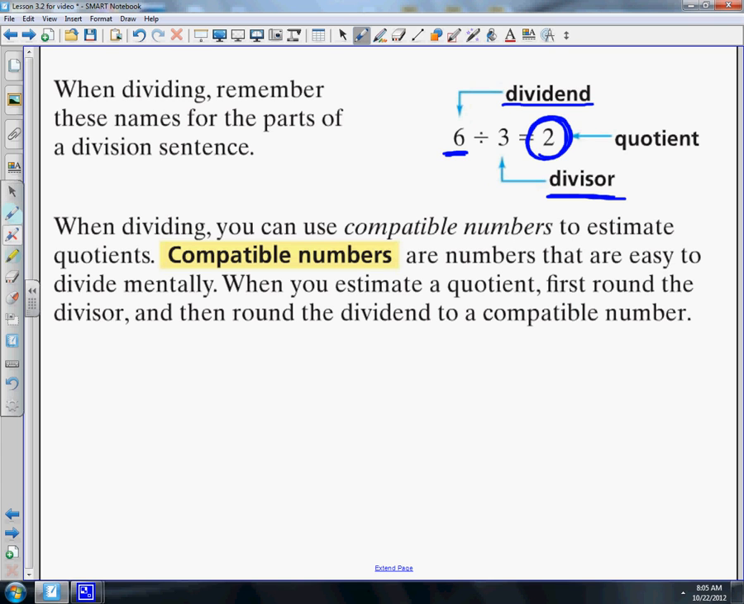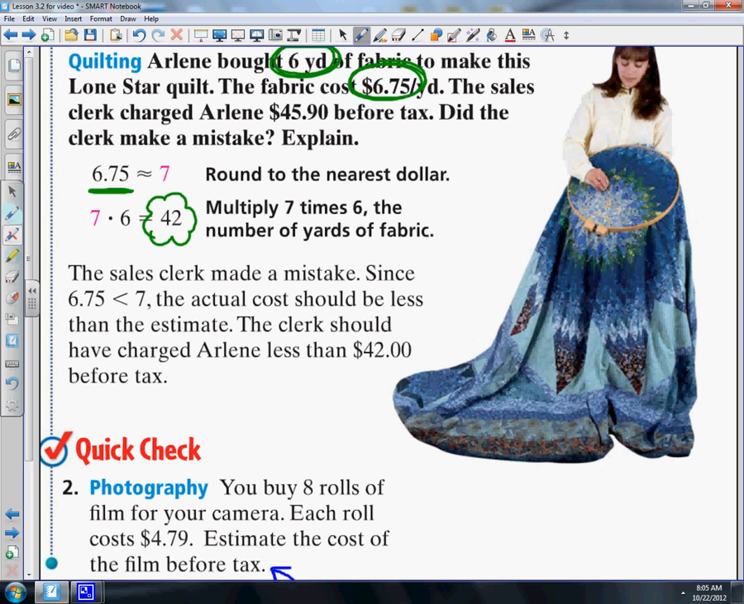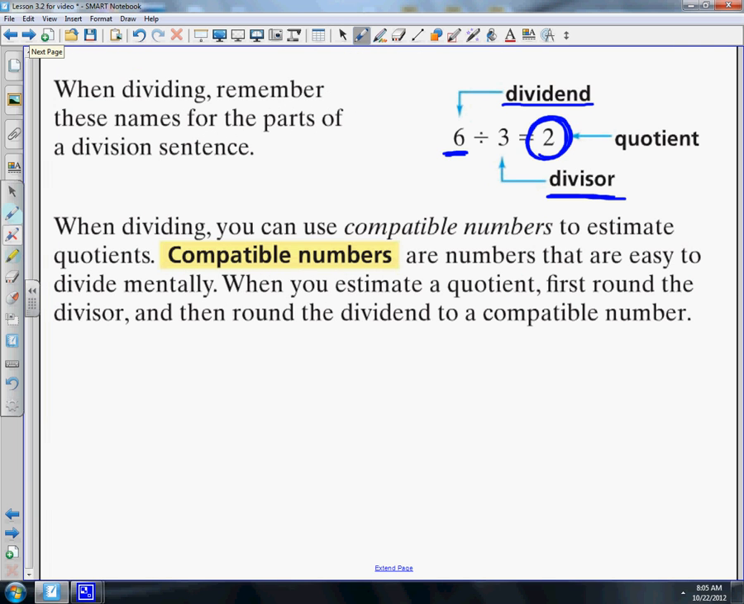So you know how before, when we were doing this, we would just estimate whatever's close because you can multiply any 2 numbers together. Well, if I try to divide any 2 numbers, it doesn't always come out nicely. So what they say is do compatible numbers. They are numbers that are easy to divide mentally.